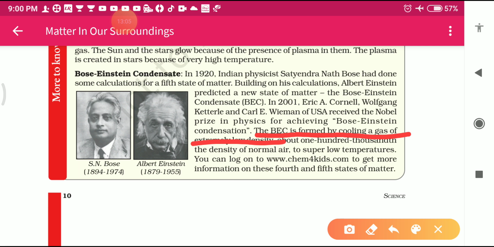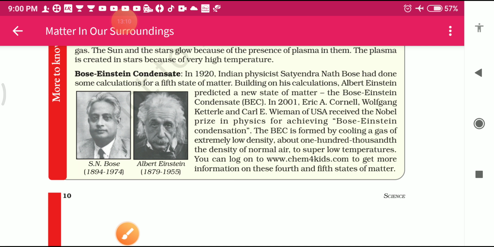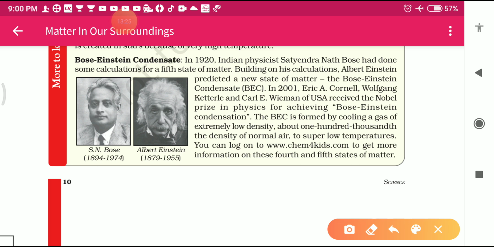See here another line, low density. The BEC is formed by cooling a gas of extremely low density, about 100,000 times less dense than normal air, to super low temperature. If you want details about the Bose-Einstein condensate, students, you can go to www.cam4kids.com. On this website you will get more information about it. According to your class, this much is enough.